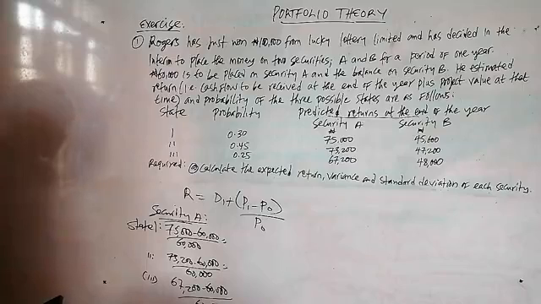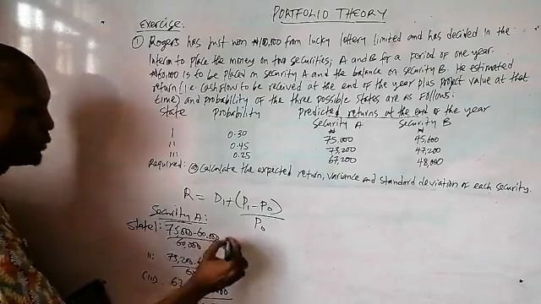So let's see. 75,000 minus 60,000, divided by 60,000. So here we have 25%.